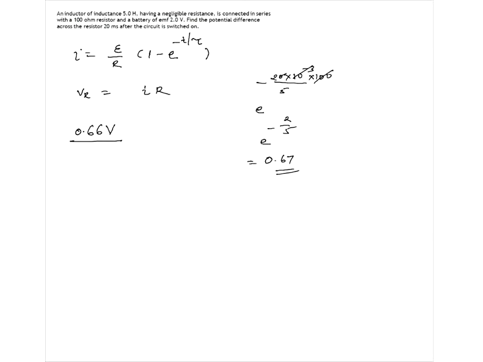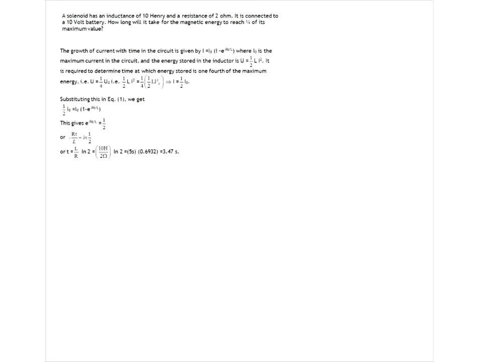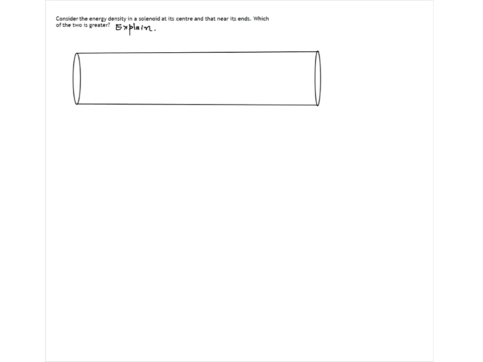Energy density is proportional to B square, half B square by mu naught. It's proportional to B square. So, what do you think? In which case is it going to be higher, center or at the end? So at the center. It has to be higher at the center.